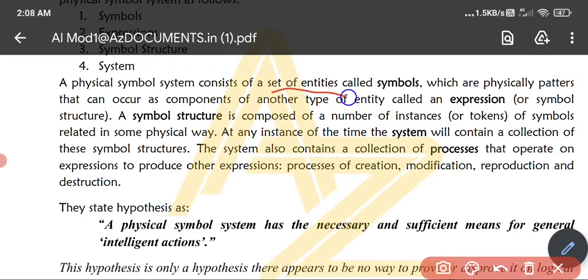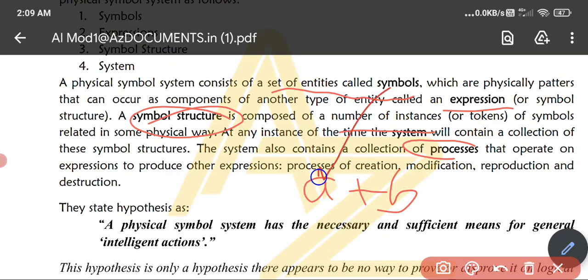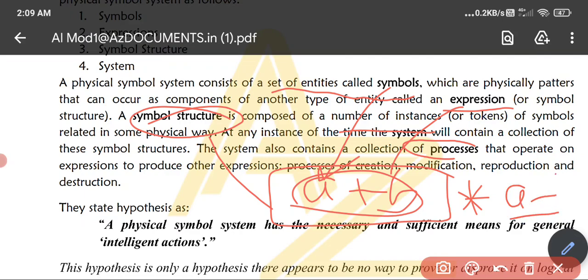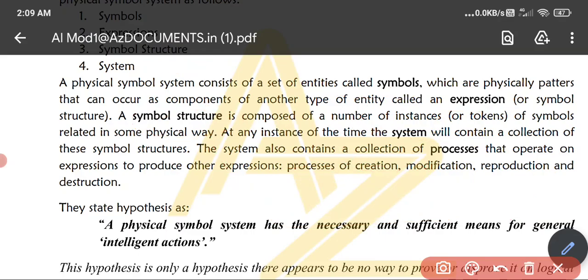First of all, what is a symbol? A set of entities is a symbol. A physical pattern that exists between the symbols is an expression. A number of instances together is called a symbol structure, and a collection of processes to operate and produce other expressions is the procedure. For example, take a plus b. Here a is a symbol, a plus b is the expression, and the next one is the symbol structure: the number of instances together, that is a plus b into a minus b. This is the number of instances we get. That is what we call a symbol structure, and different symbol structures together we call a system. So a physical symbol system consists of all of these.